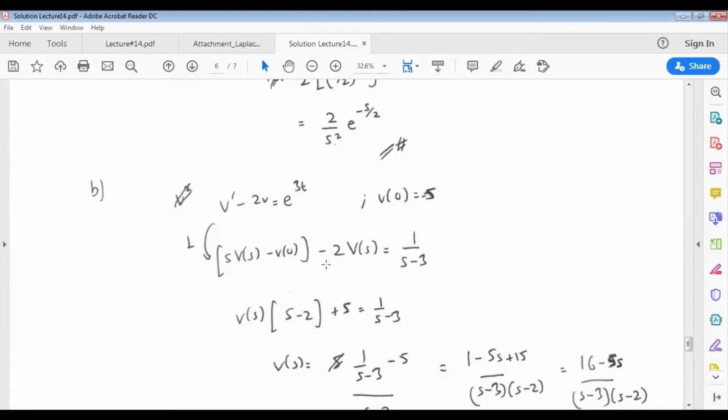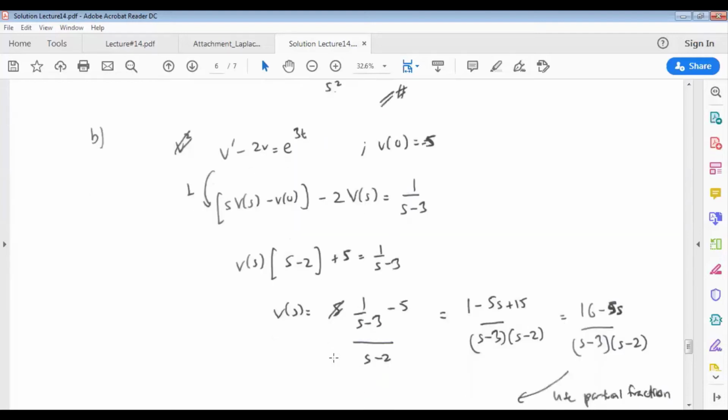So this is the Laplace transform for this time domain equation. We are going to substitute the v(0) given in the question. v(0) is negative 5, so I substitute it in this equation. We end up with these terms: V(s)(s minus 2) plus 5 equals 1 over s minus 3. Sorry, this is s, not 5. My handwriting is quite confusing, sorry for that. The 5 and s look about the same.